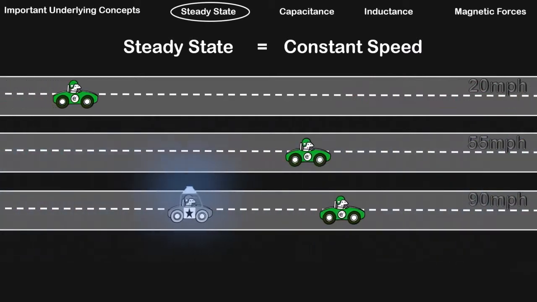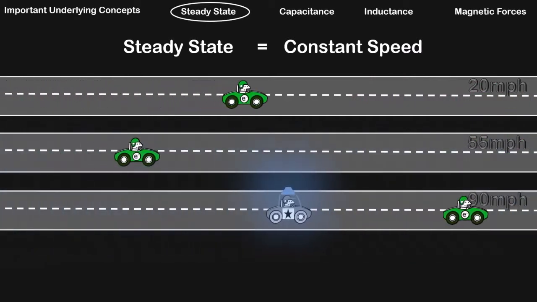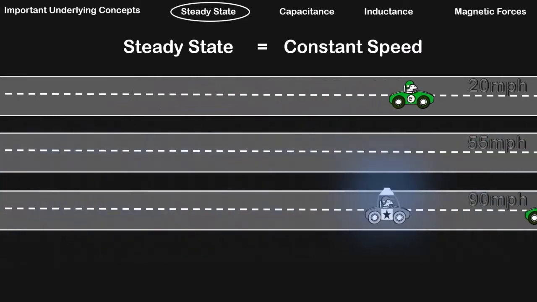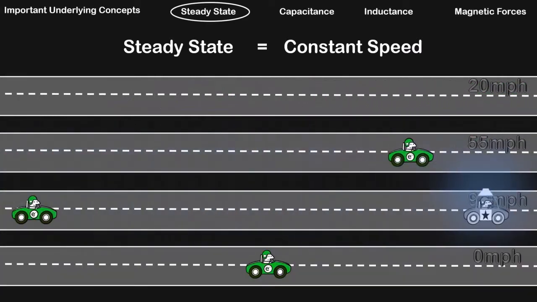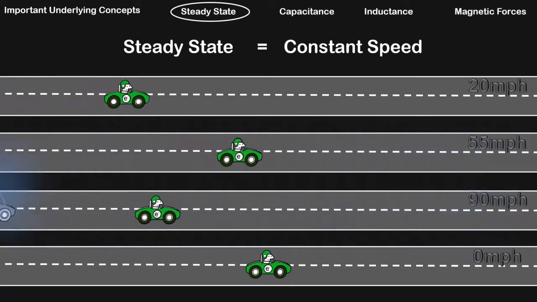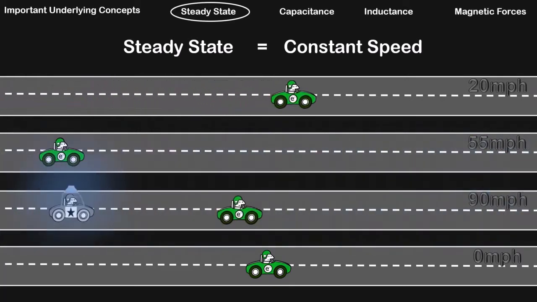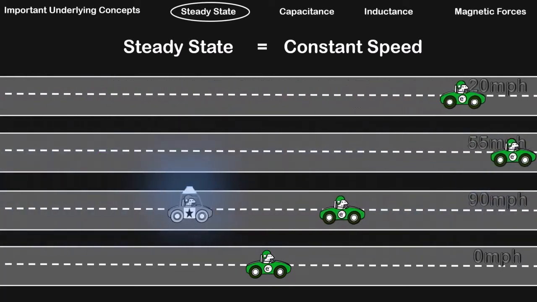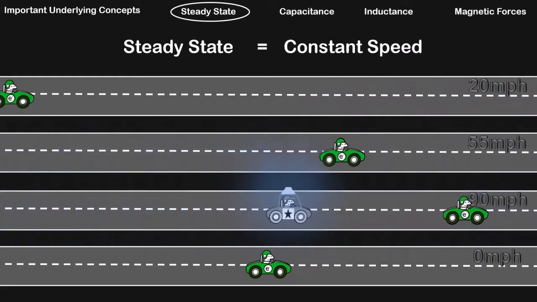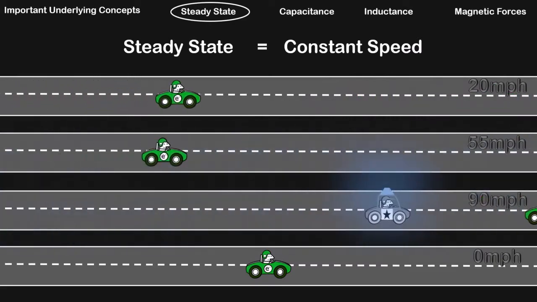Of course they are. All three are. They're different speeds, but they're staying constant at whatever speed they're at. What about this car? Is it at a constant speed? Absolutely. It is not moving, but the speed is not changing either. It is at a constant speed of 0 miles per hour.